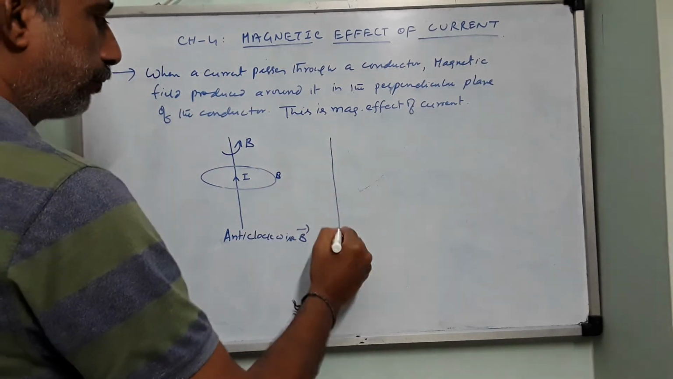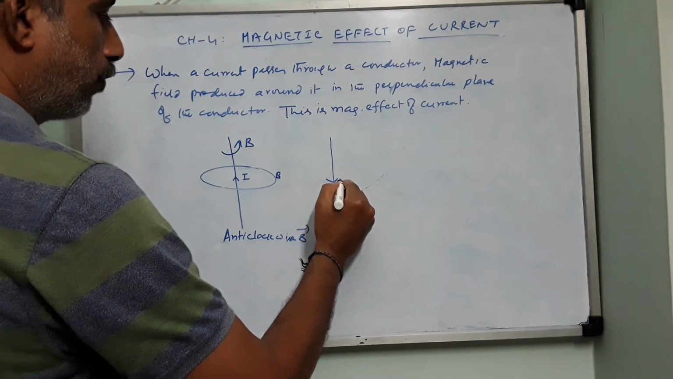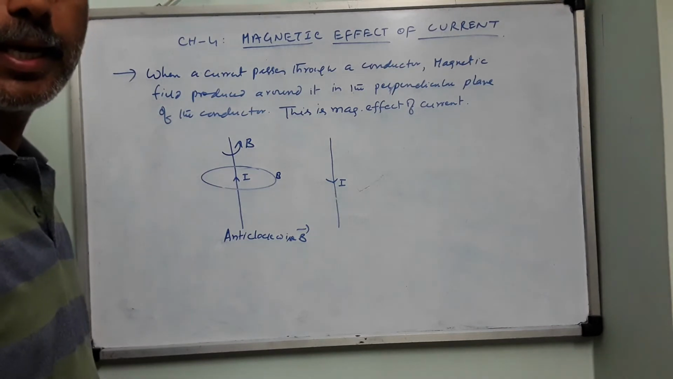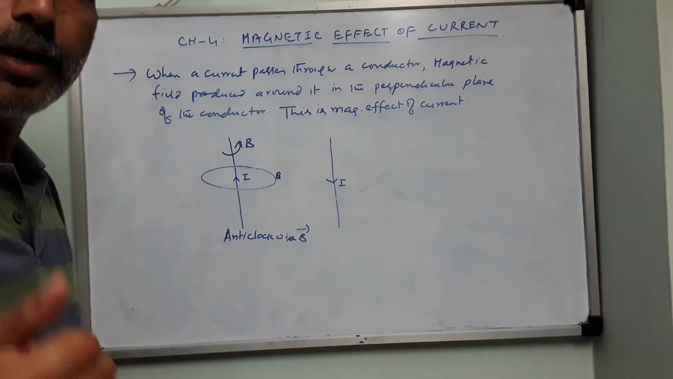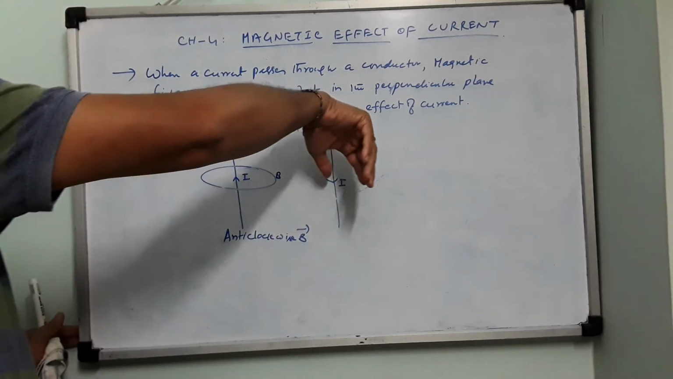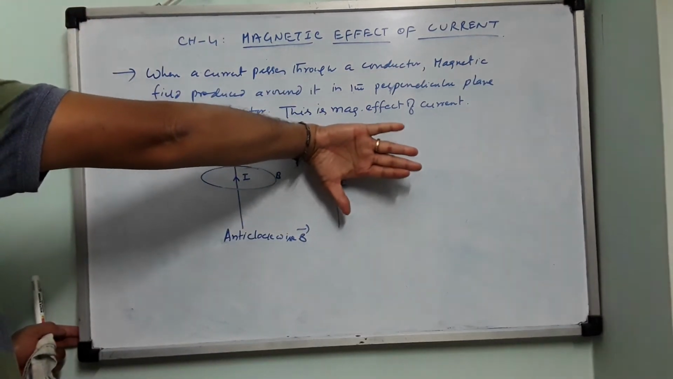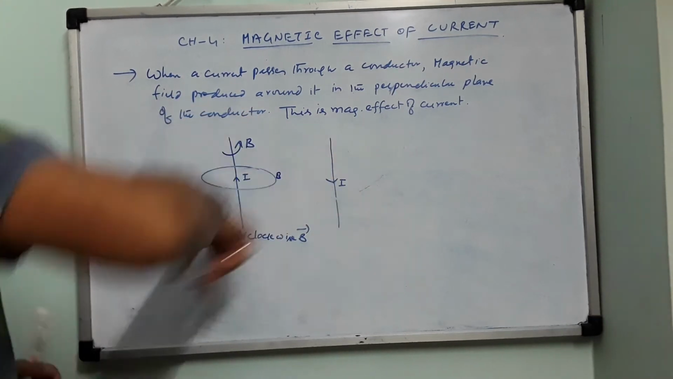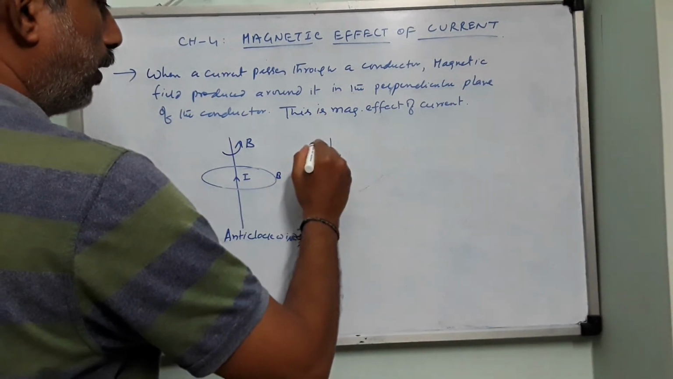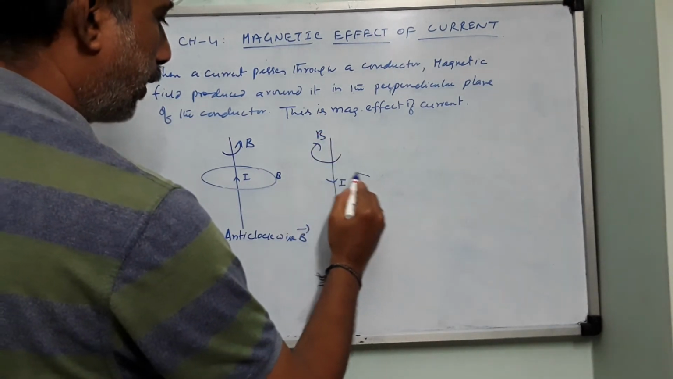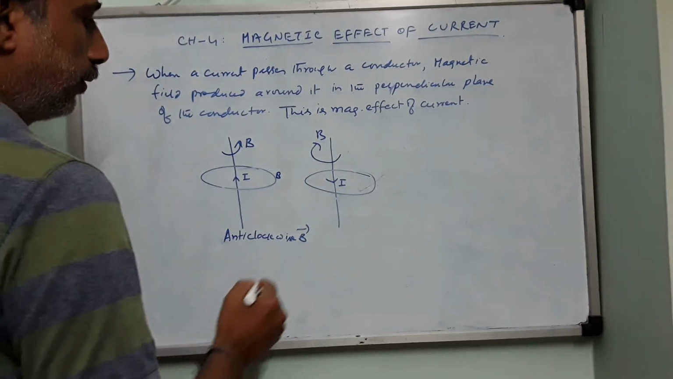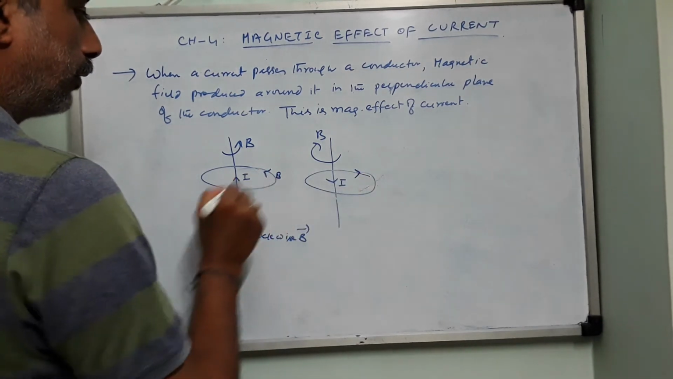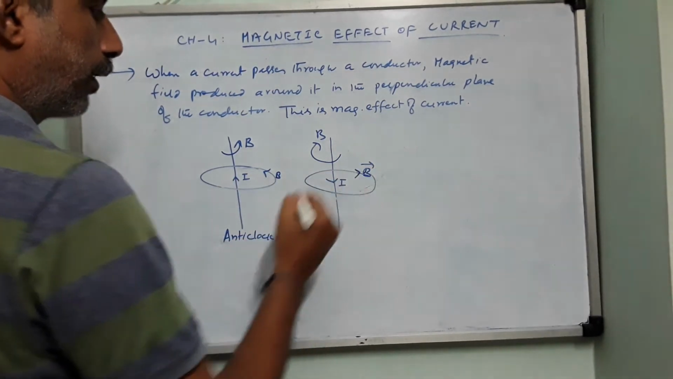Suppose in the same conductor we allow the current to flow downwards, then the rule is the same. Imagine the current carrying conductor is held in the right hand so that the thumb shows the direction of current. Current is downwards, so hold it like this. Now the curling will be like this. So this is clockwise. The magnetic field will be in the perpendicular plane only. This is clockwise like this, this is anti-clockwise like this. This is the direction of magnetic field B.